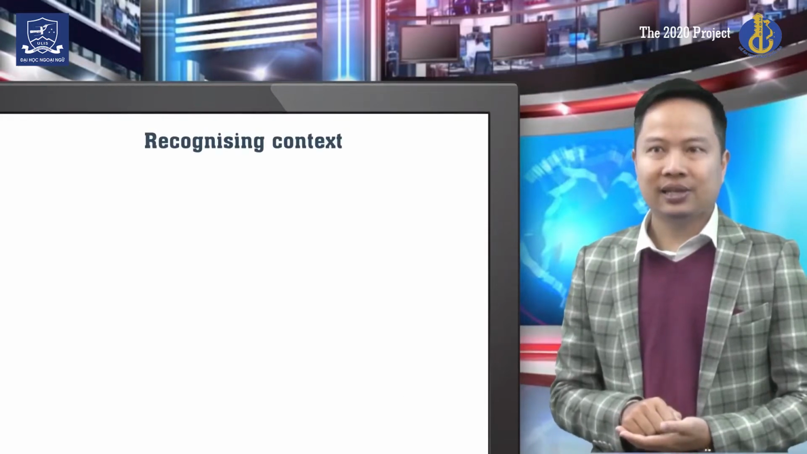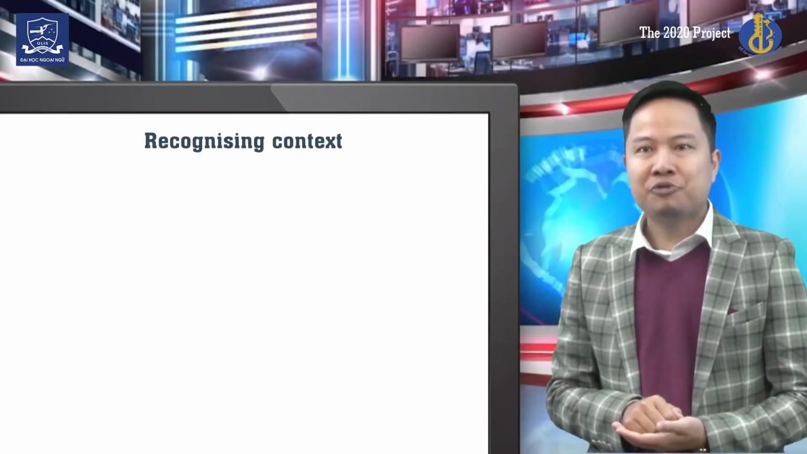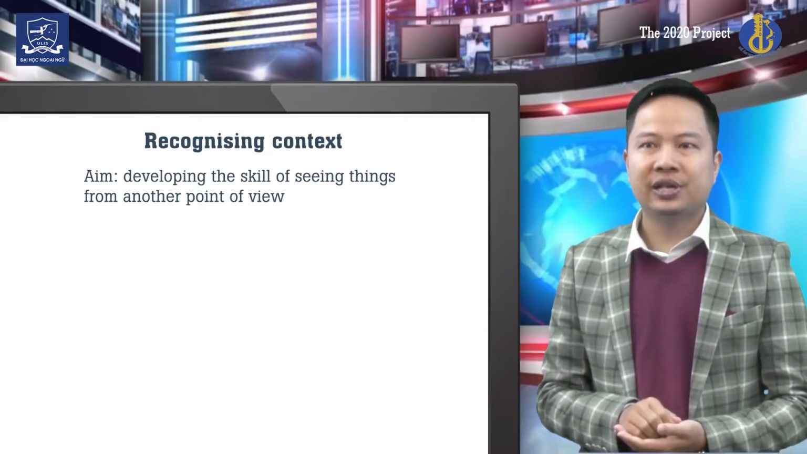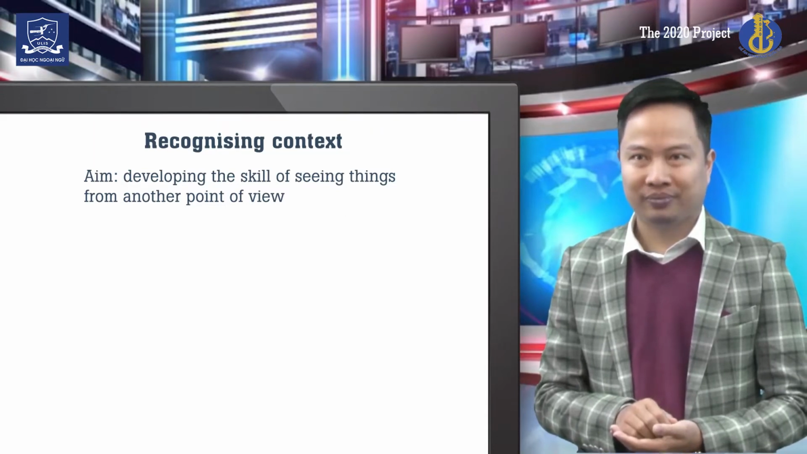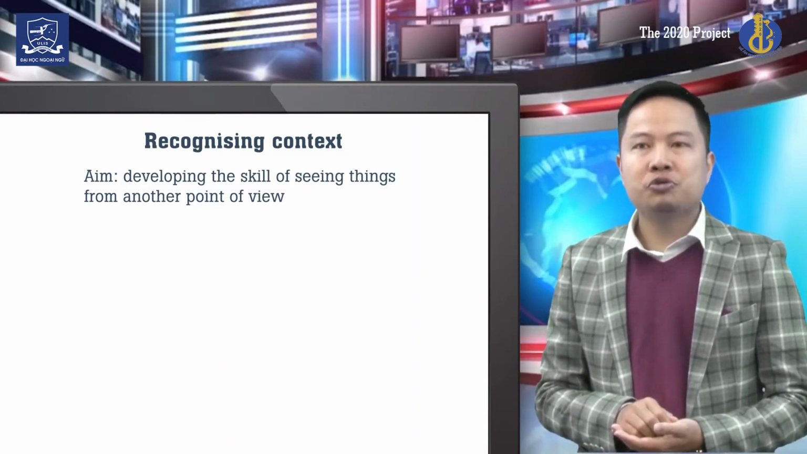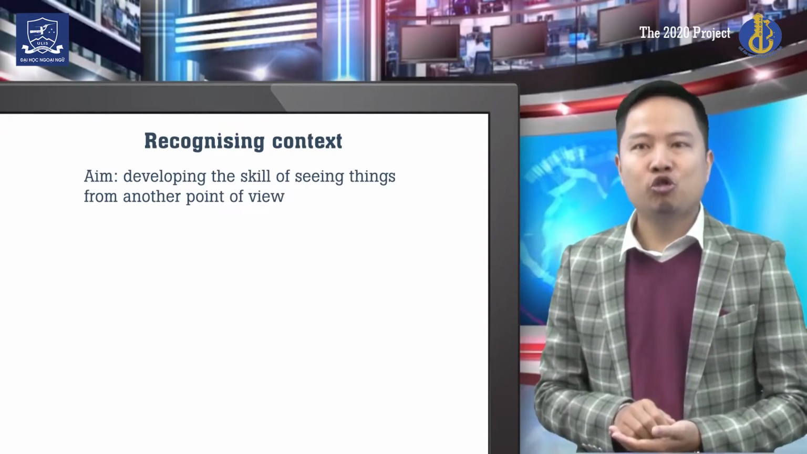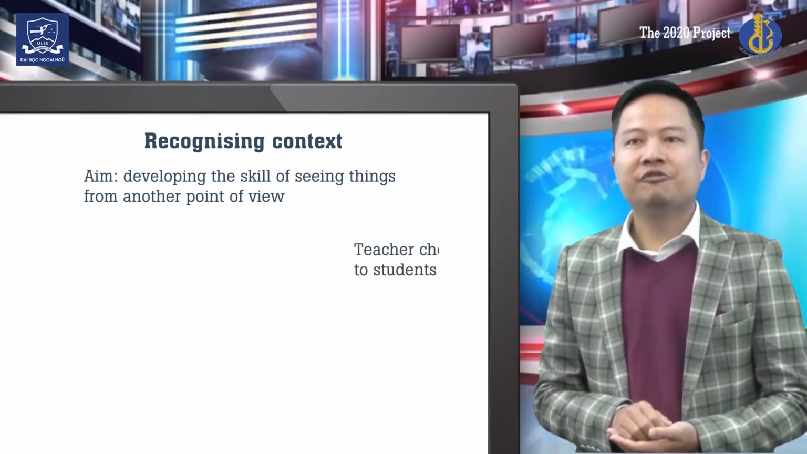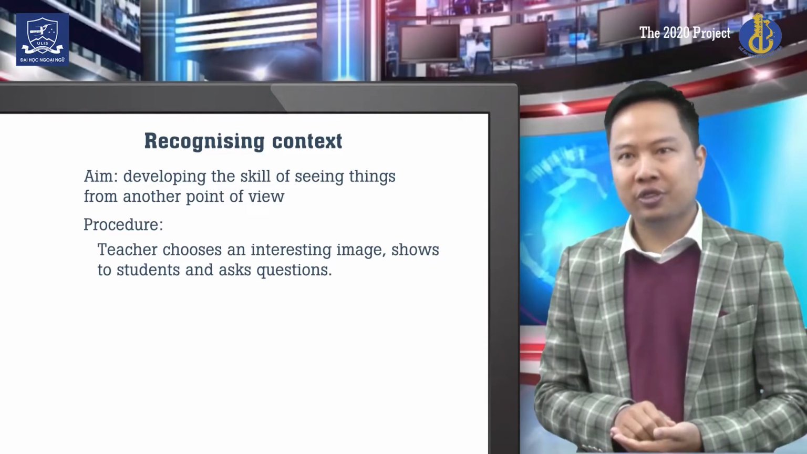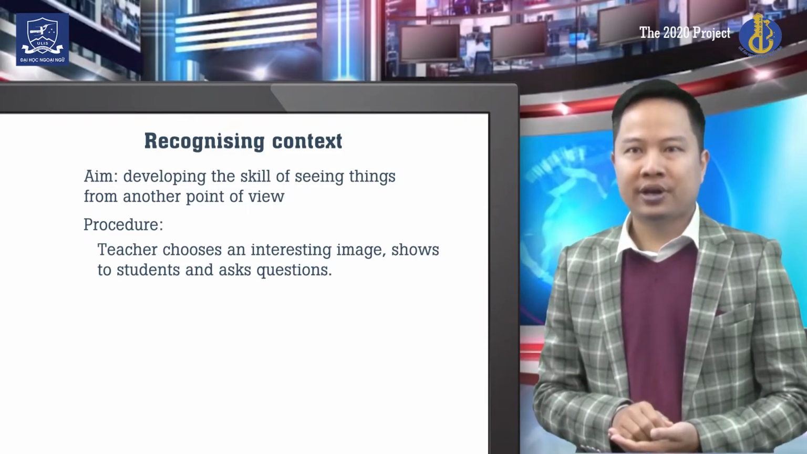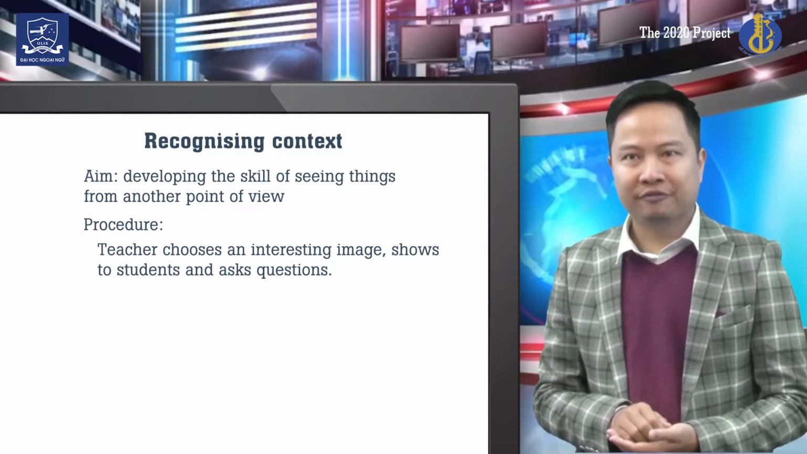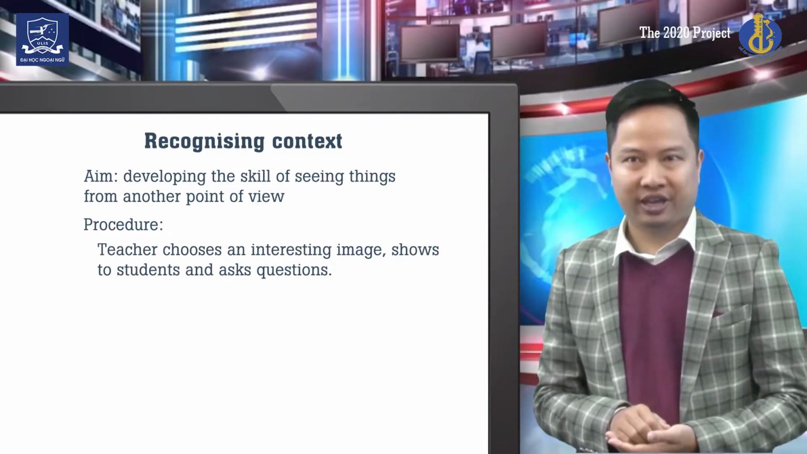The second activity that I think is quite motivating is recognizing context. This aims at developing the skill of seeing things from another point of view. This simple activity will raise student awareness of how the setting of an image or text can alter our perception or interpretation of something. The first step of this activity belongs to the teacher. The teacher chooses an interesting image, which can be a photograph, cartoon, or any kind of graphic.